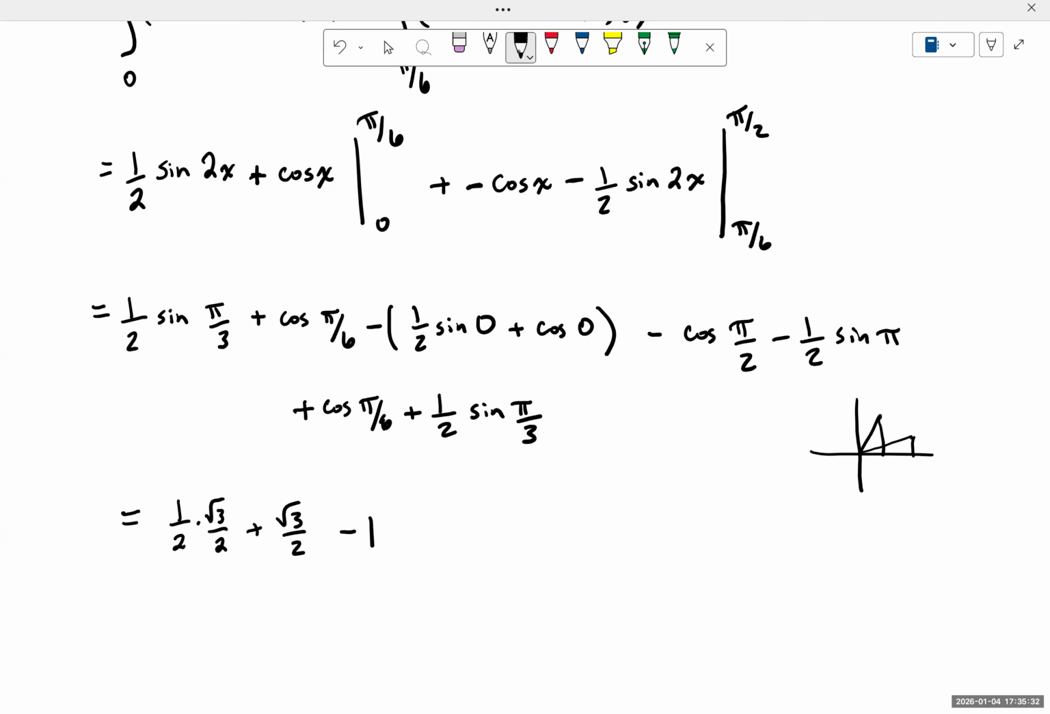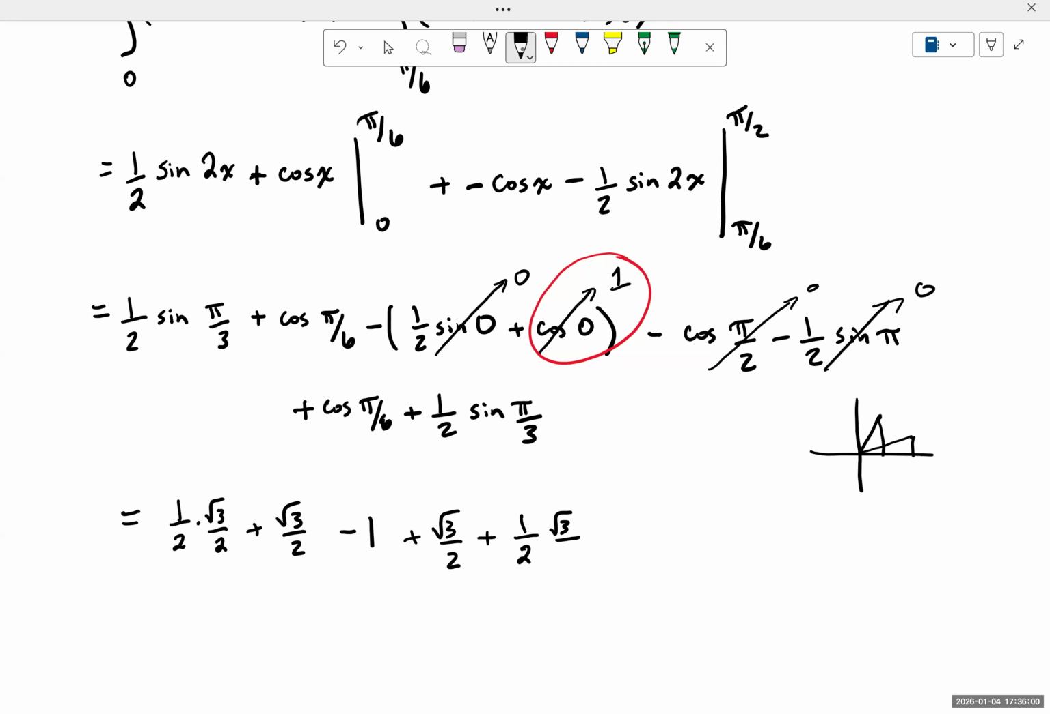Then I have cosine of pi over 2, which is 0, sine of pi, which is 0. Let me just write those. This is 0, this is 1, be careful, this is 0, this is 0. Okay, so that one, remember, cosine of pi over 6, we just said root 3 over 2. And then 1/2 of sine pi over 3, another root 3 over 2. So it looks like I have 3 root 3 minus 1. Oh, wait. No, 3 root 3 over 2. All right, that's better. And that's our answer.